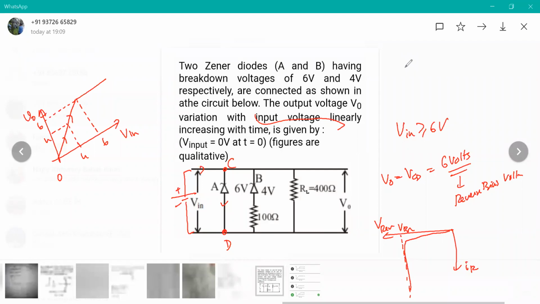Is the question clear, Aditya? Sorry, Ashish. The question is clear.